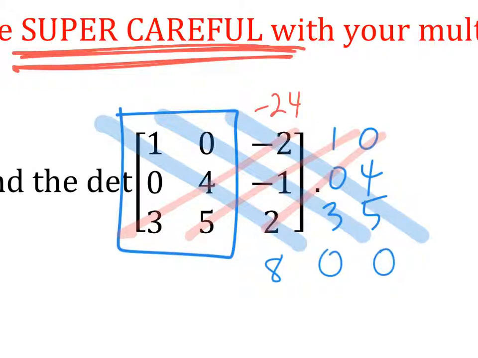Okay, and then do the same thing with the other 2 diagonals. So 5 times -1 is -5 times 1 is -5. So that goes up there. And the next one has a bunch of zeros, so that's just 0.